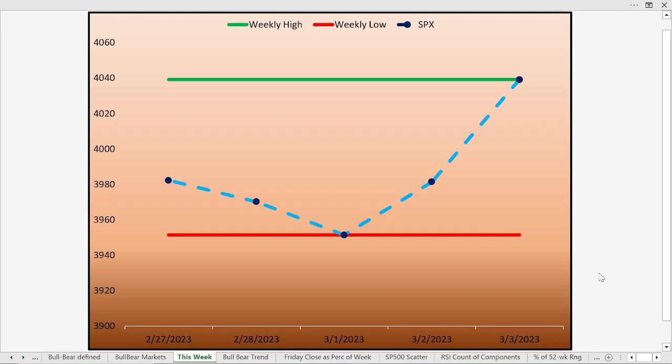Taking a look at the trading action this week, we see here the S&P 500. Every blue dot represents a closing price for the day. The red line represents a low of the week, the green the high, and we closed right near the high of the week, right around S&P 500 4040, which is a positive signal.